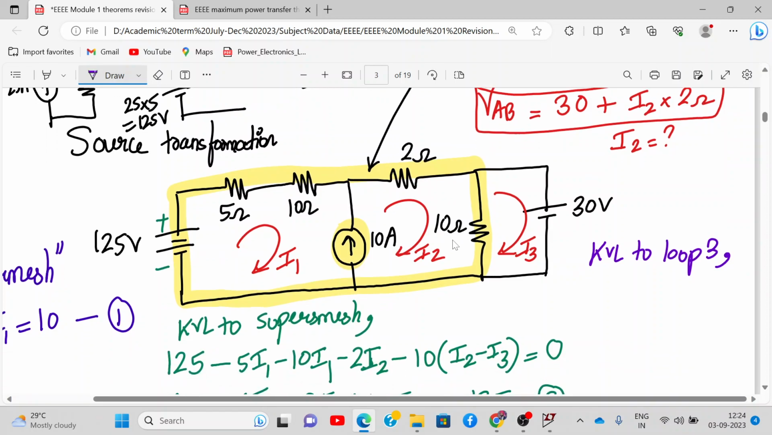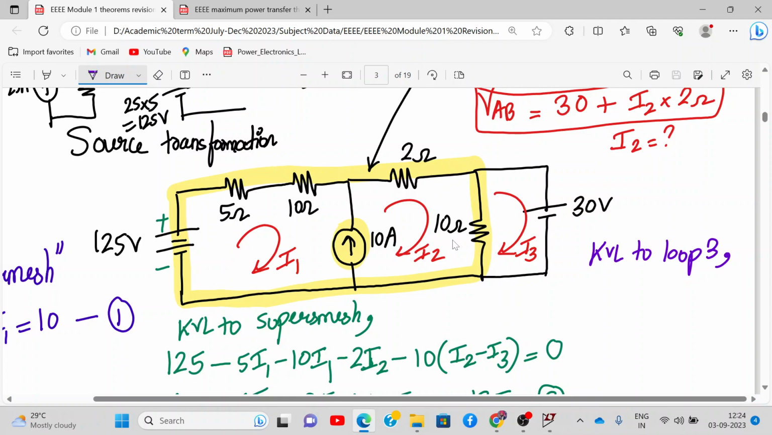So when we apply KVL to loop 3, what is the equation we write over there? Come on, let me know, or else there is no point of keeping these lectures if you all don't speak. Let me know, this loop, what equation do we write?